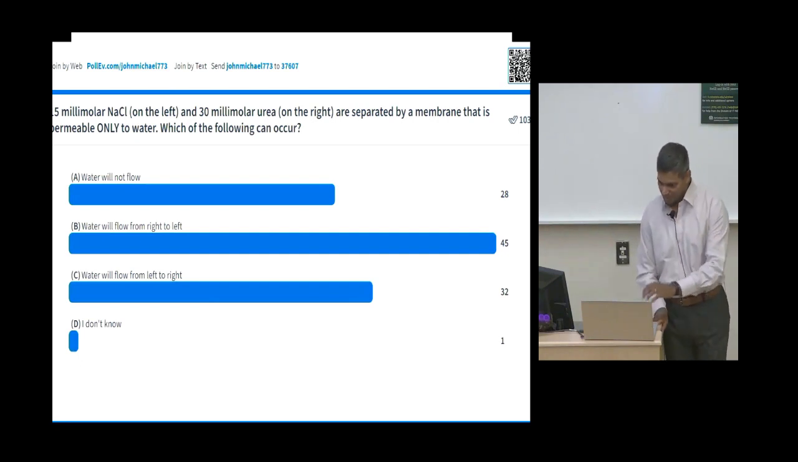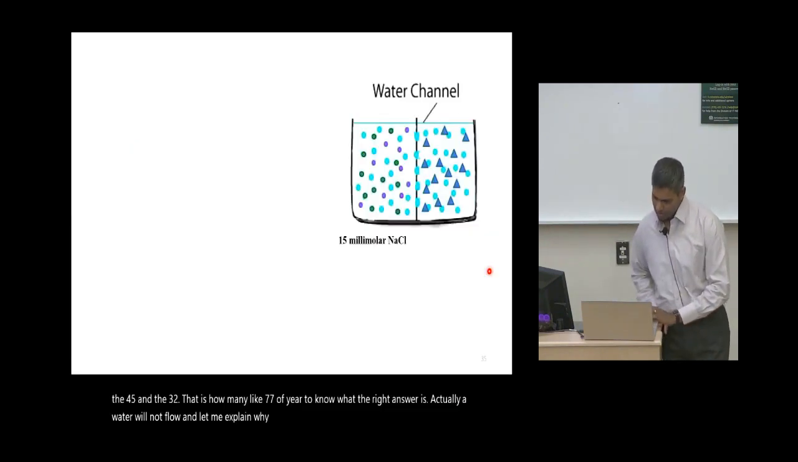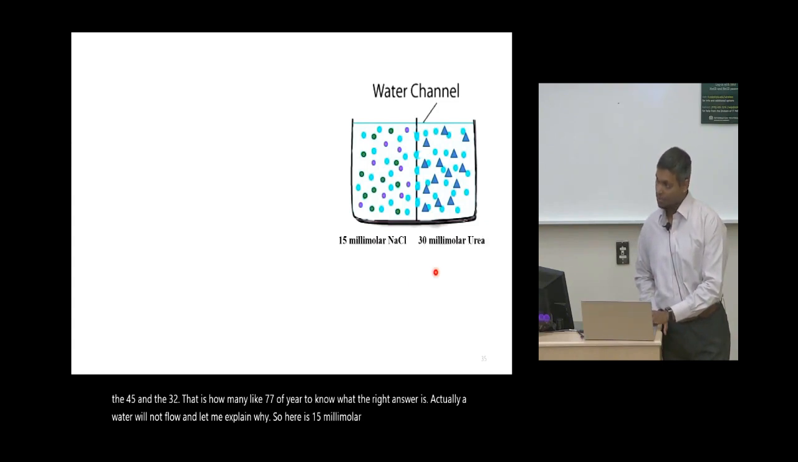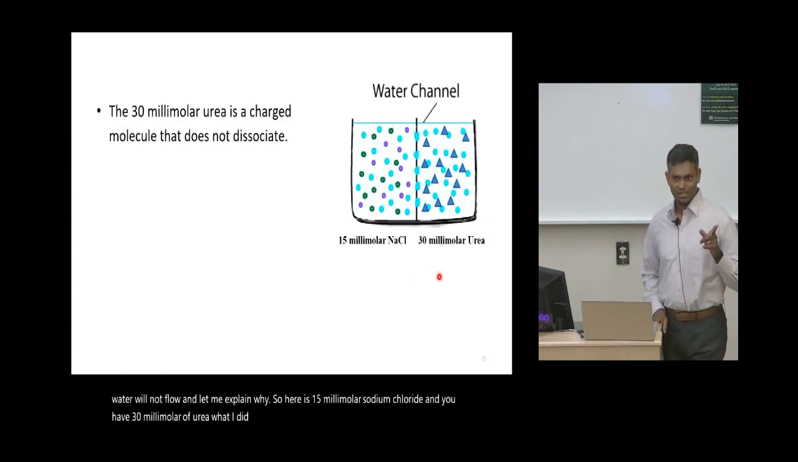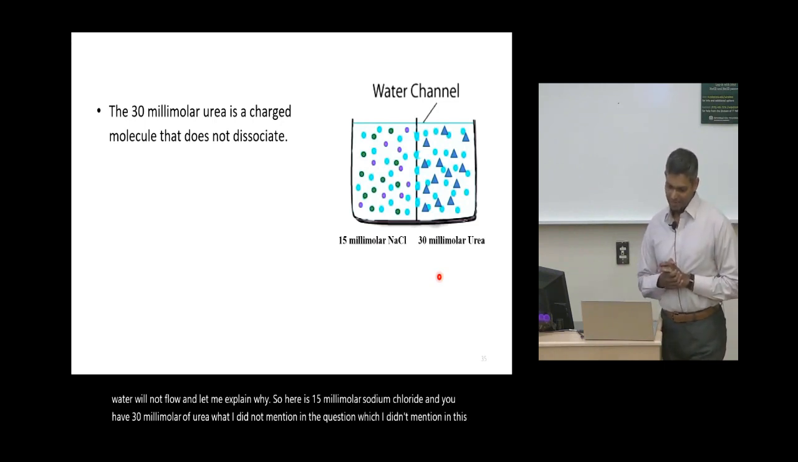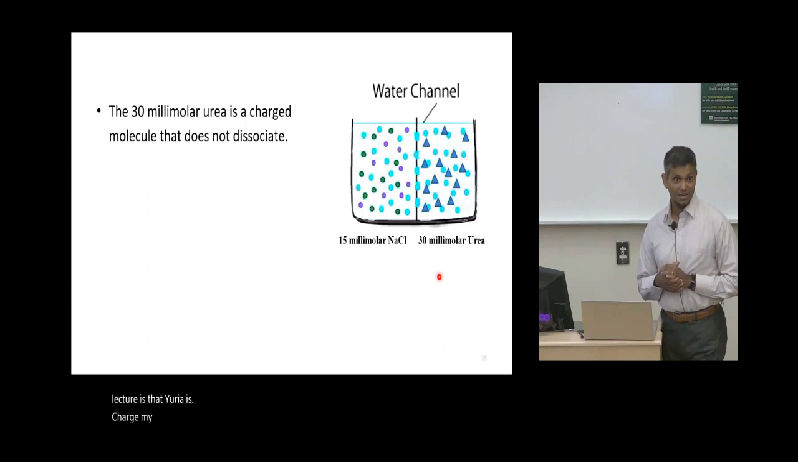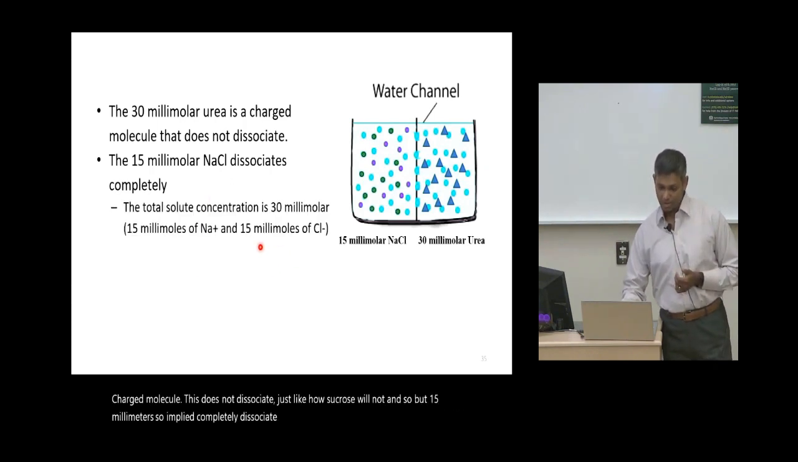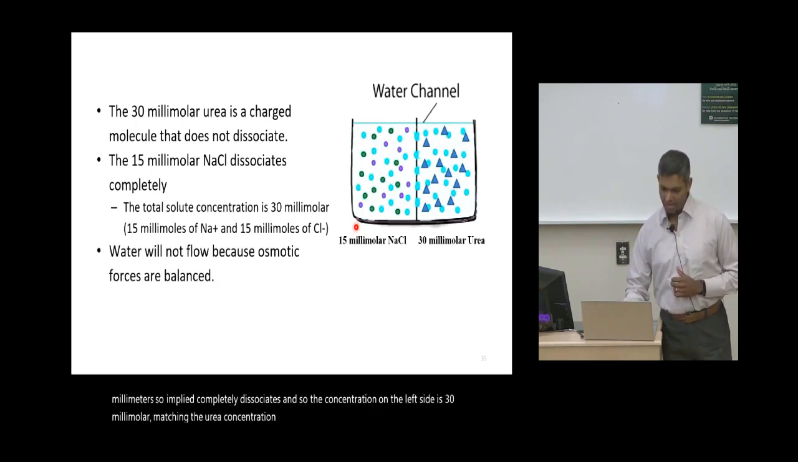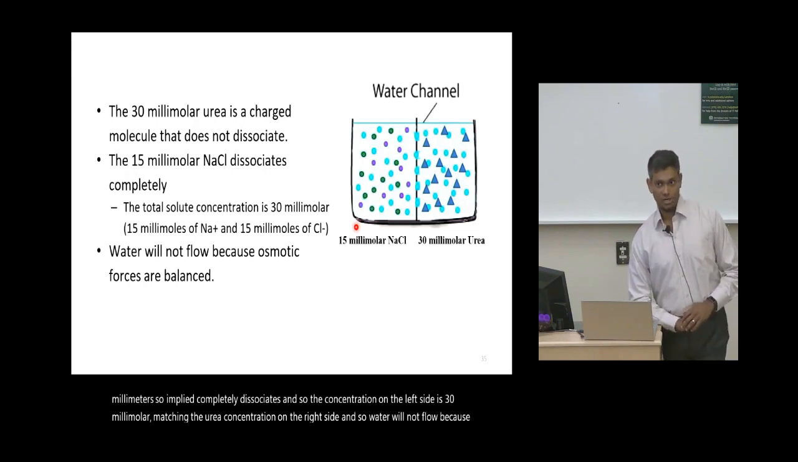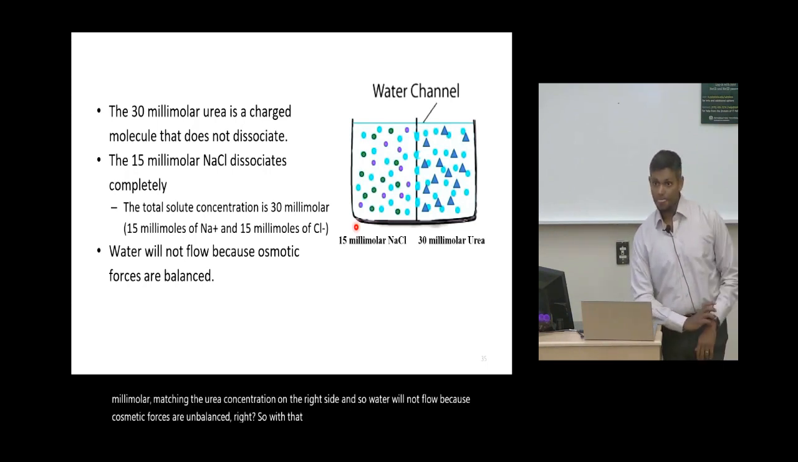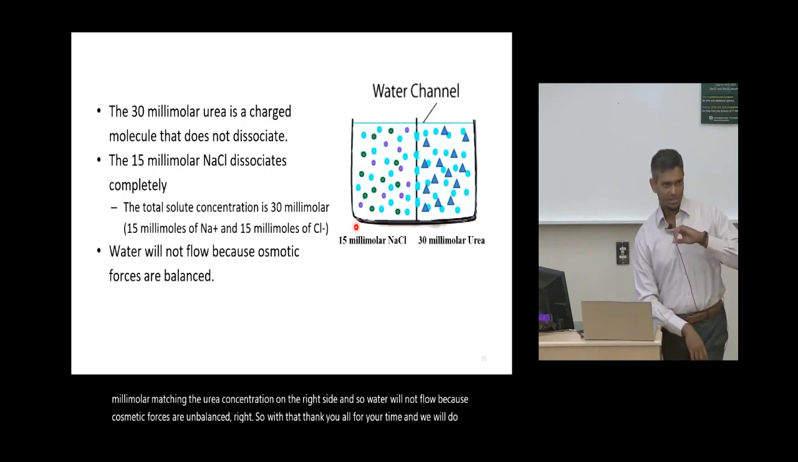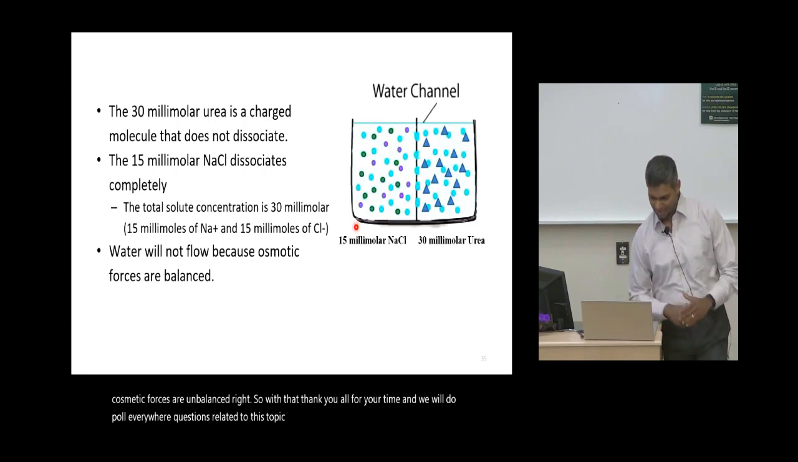Water will not flow. And let me explain why. So here is 15 millimolar of sodium chloride, and you have 30 millimolar of urea. What I did not mention in the question, which I did mention in the lecture, is that urea is an uncharged molecule that does not dissociate, just like how sucrose will not. But 15 millimolar of sodium chloride completely dissociates, and so the concentration on the left side is 30 millimolar, matching the urea concentration on the right side, and so water will not flow because there is no osmotic force. Right? So with that, thank you all for your time, and we will do Poll Everywhere questions related to this topic in tomorrow's class.